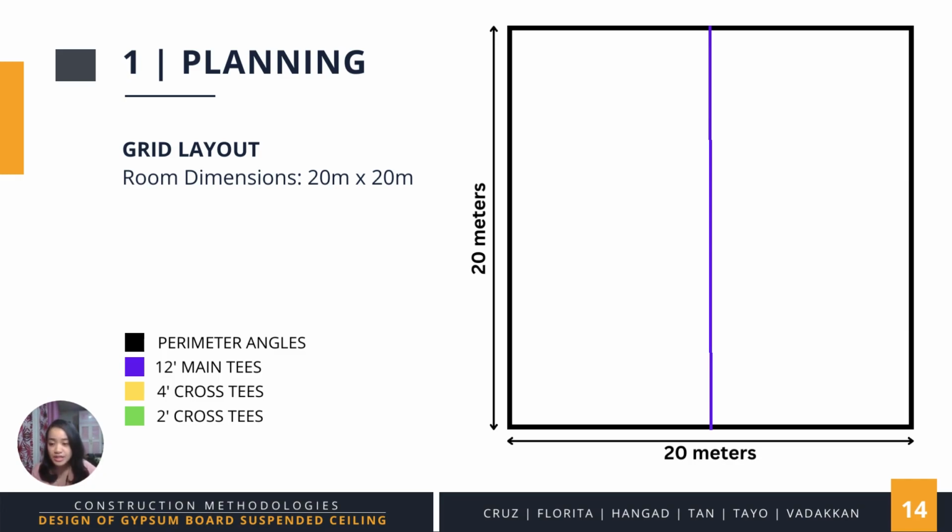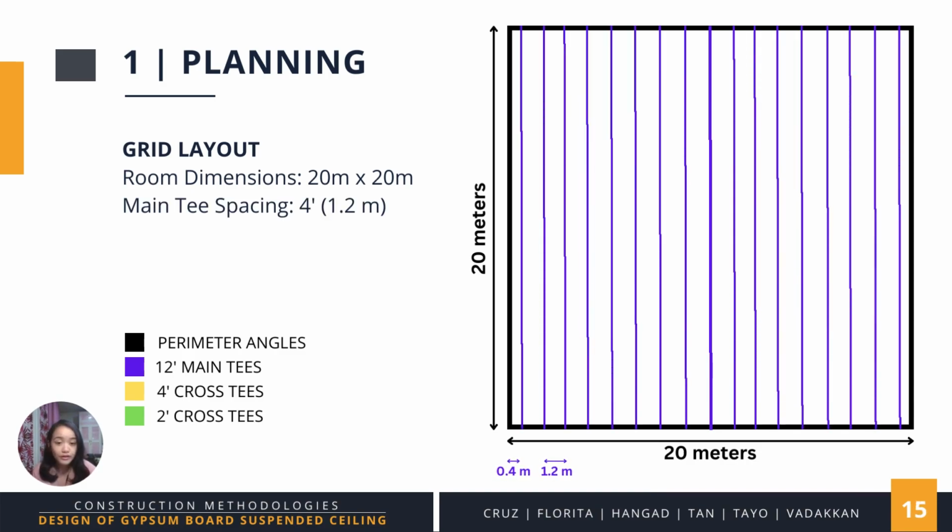Regardless of which pattern you select, starting from the center line, draw the main Ts 4 feet or 1.2 meters apart. Make sure that the space nearest to the walls is greater than 12 inches so that the panels at the ends of the room will not be too narrow.